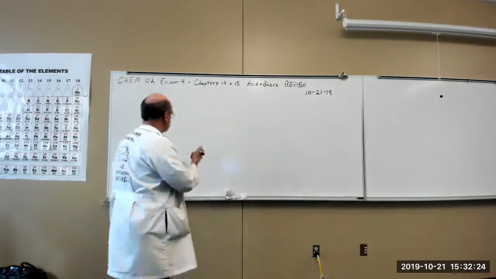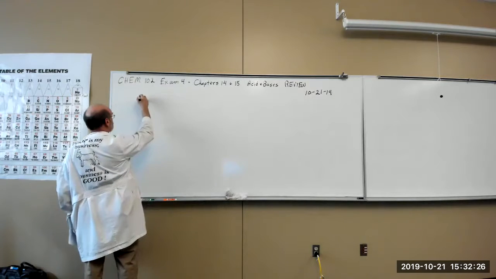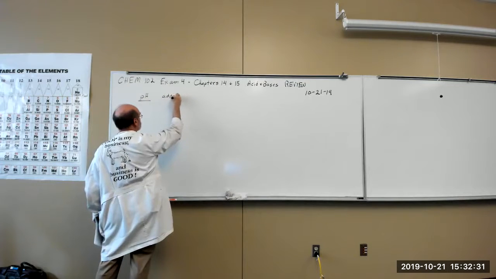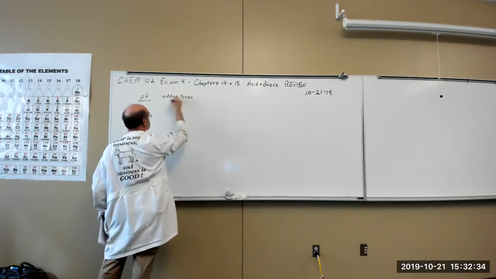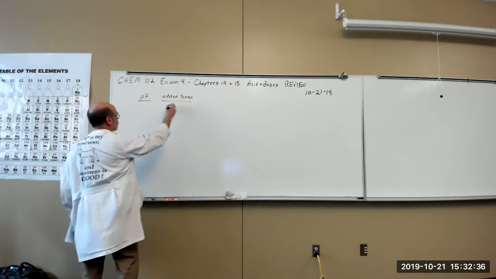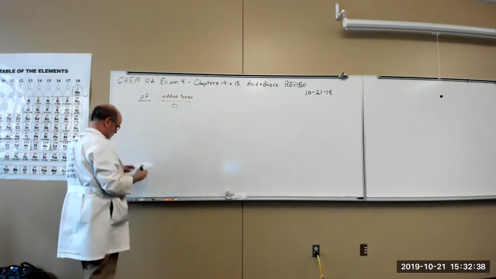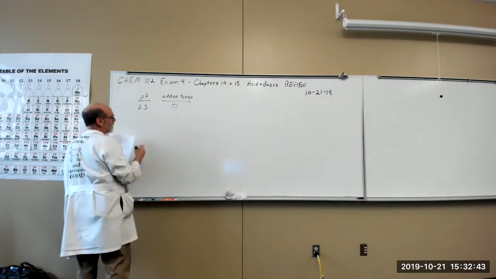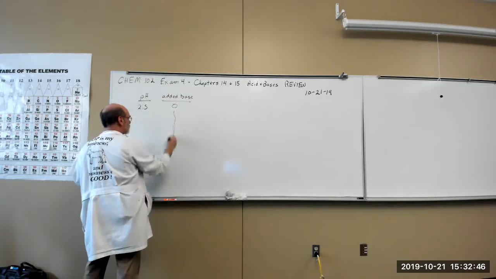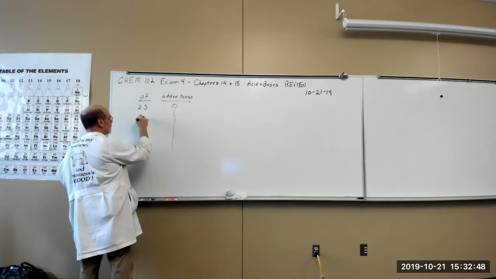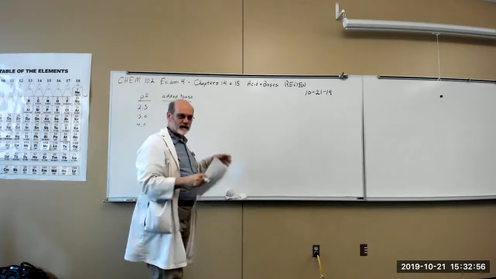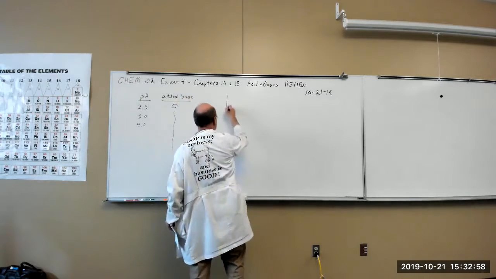So you're going to have your data. It's going to be pH versus added base. For 0 added base, you're going to get a pH somewhere in the neighborhood of maybe 2.5, something like that. And then as you add base, your pH is going to increase, like 3, 4, something like that. So you get that data set. Then you plot it.